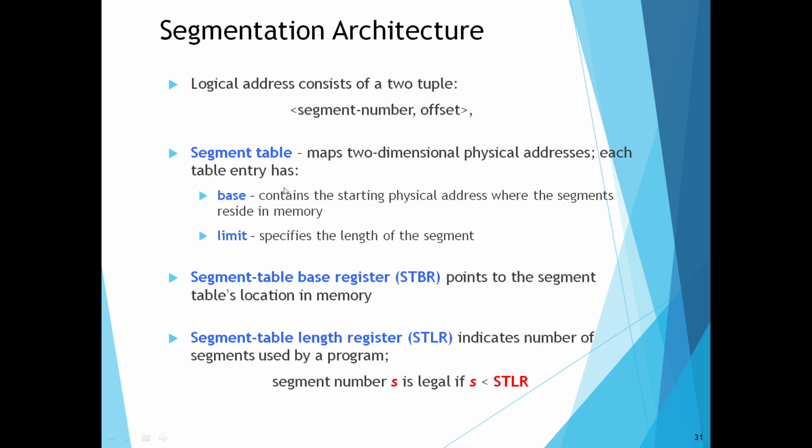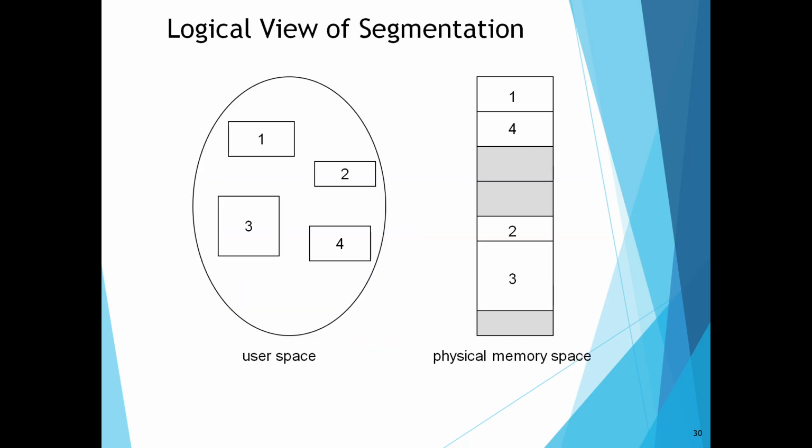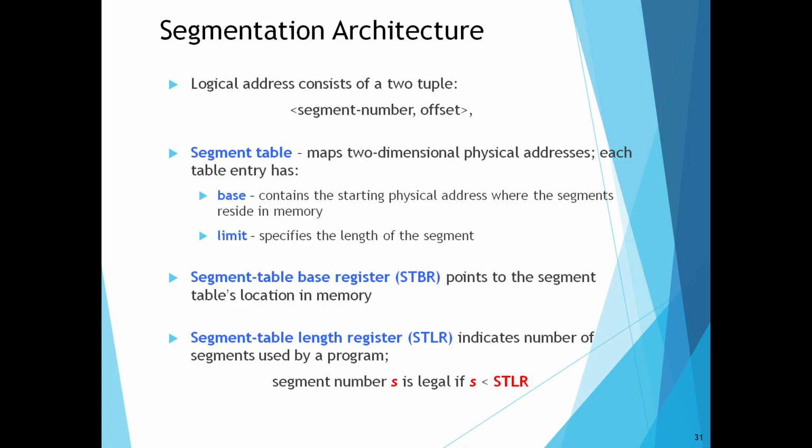Another register is the segment table base register, STBR. It points to the segment table's location in memory. One more register is the segment table length register. It indicates the number of segments used by the program. For example, here the segment table length is 4, which indicates the number of segments used in the program.